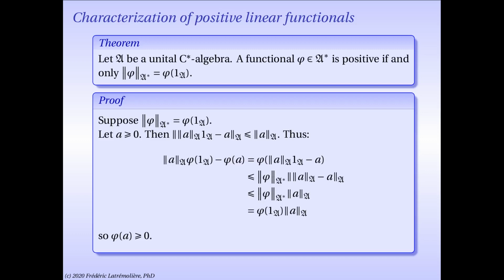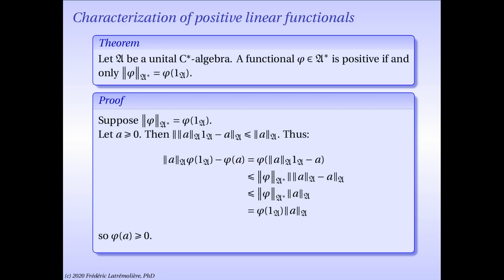We want to prove that phi of A is positive. To do that, first, I want to remind you of a result from the previous lecture. If t is greater or equal than the norm of A, then because A is positive, the norm of t minus A is less or equal than t. That's a characterization of positivity we obtained in our previous lecture. I'm applying this to the special case t equals the norm of A. That gives me this little inequality here.